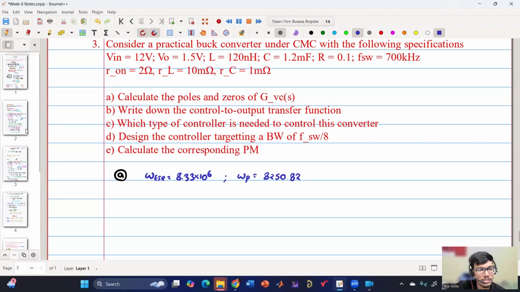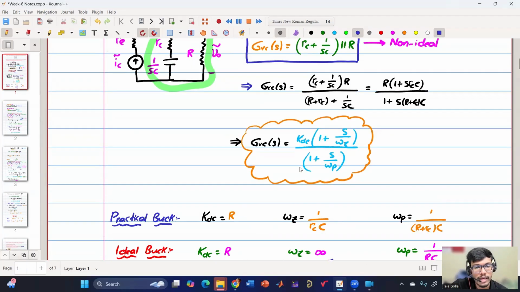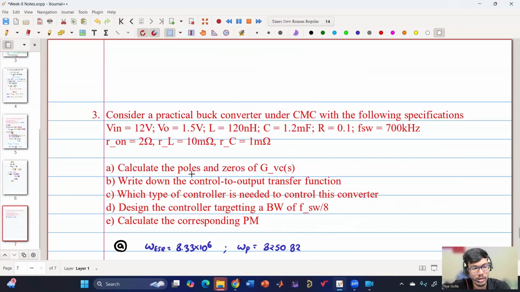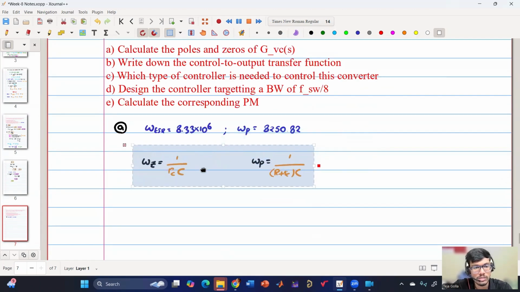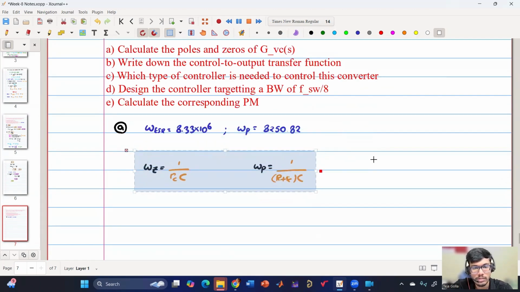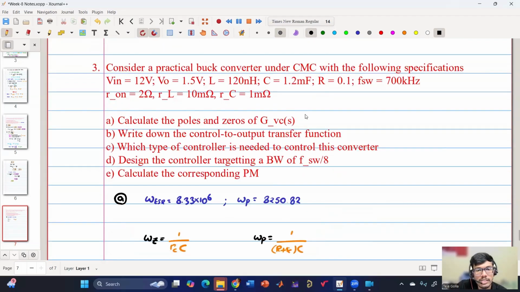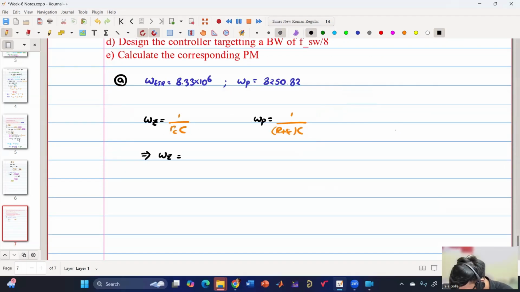Let me just take the expression from here. So this is omega Z and omega P, and KDC is R. Okay. So omega Z can be obtained as RC, which is how much? 1 milliohm, and C is 1.2 millifarad. So 1 by 1.2 into 10 to the power minus 6.